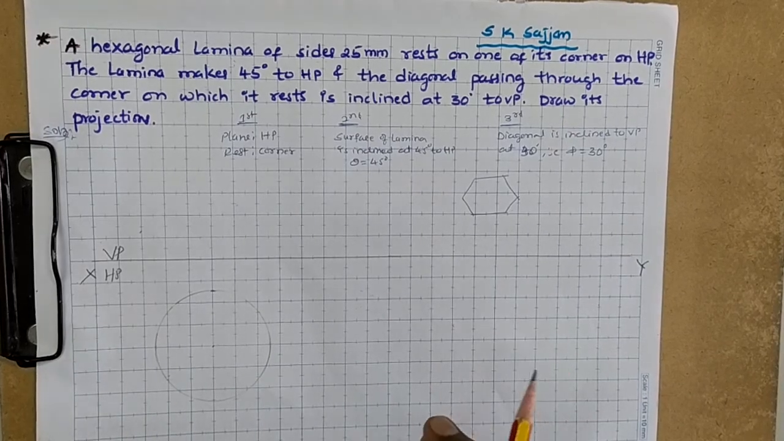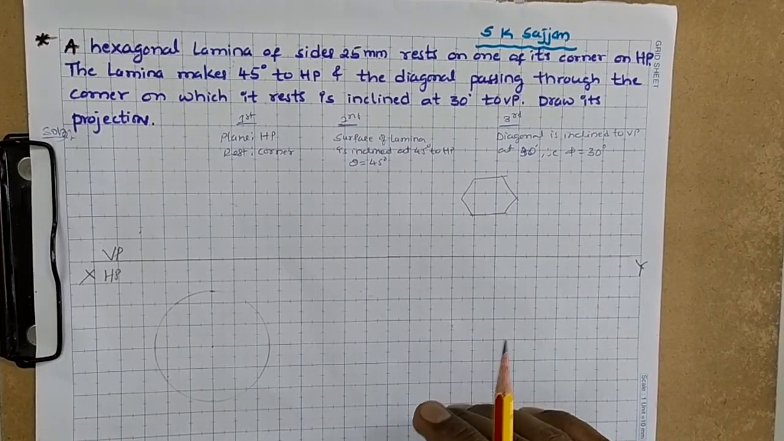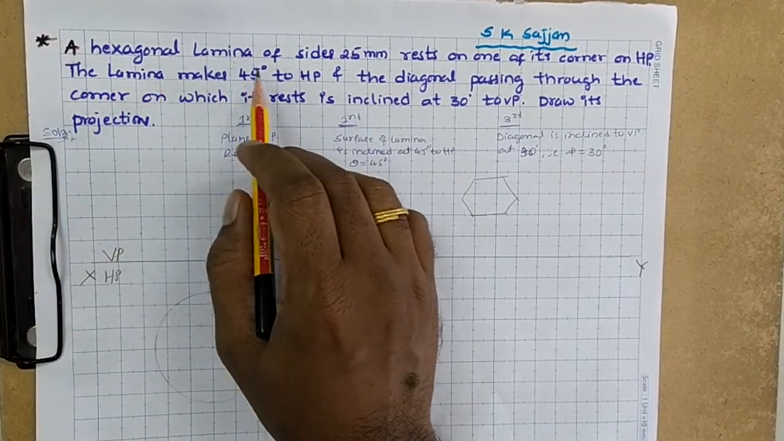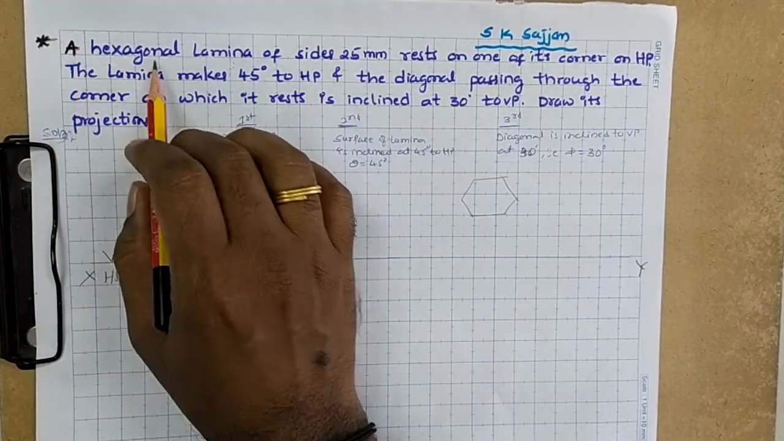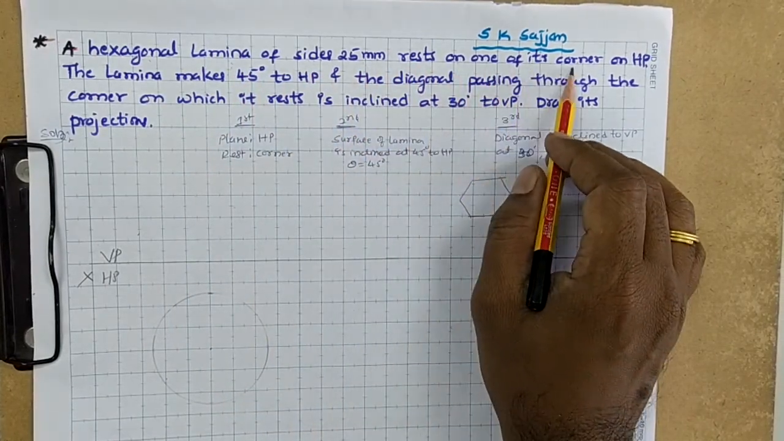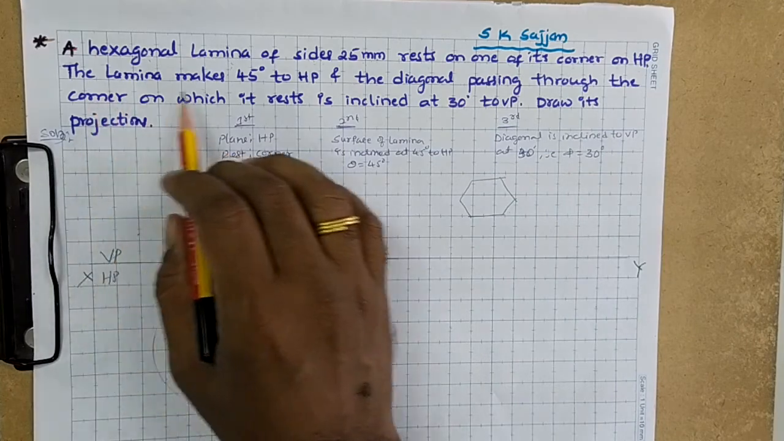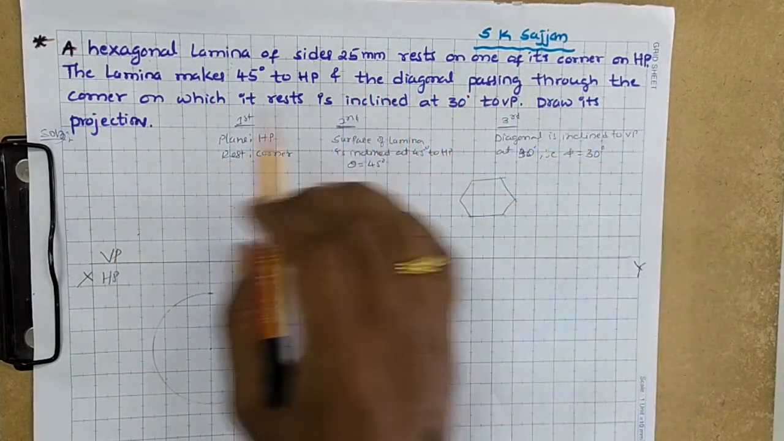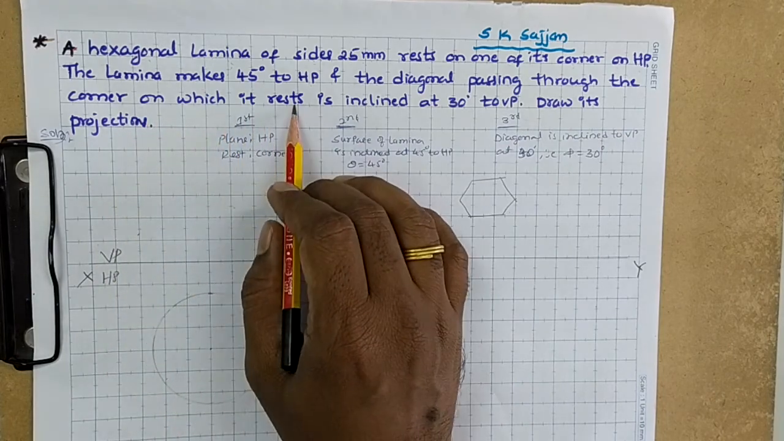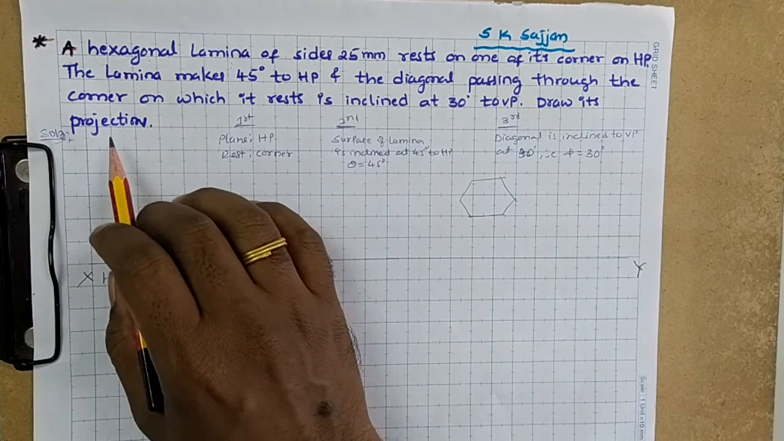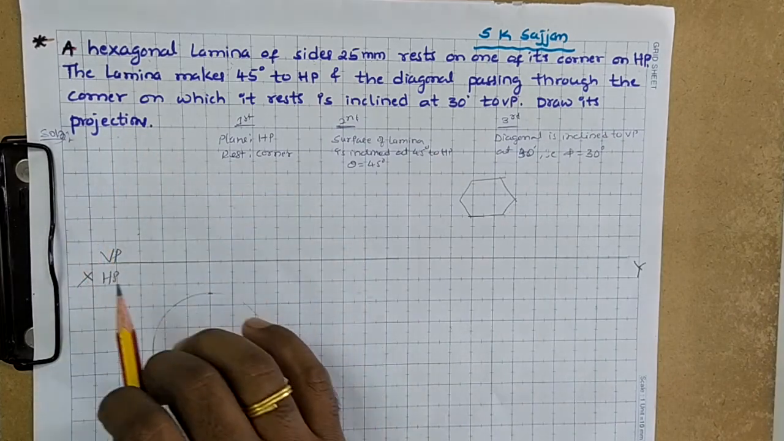Hi friends, here in this video we are going to know the projections of plane surface. The problem is on hexagonal lamina. Let us read the problem. A hexagonal lamina of sides 25 mm rests on one of its corners on HP. The lamina makes 45 degrees to HP and the diagonal passing through the corner on which it rests is inclined at 30 degrees to VP. Draw its projections. Okay, this is the given problem.